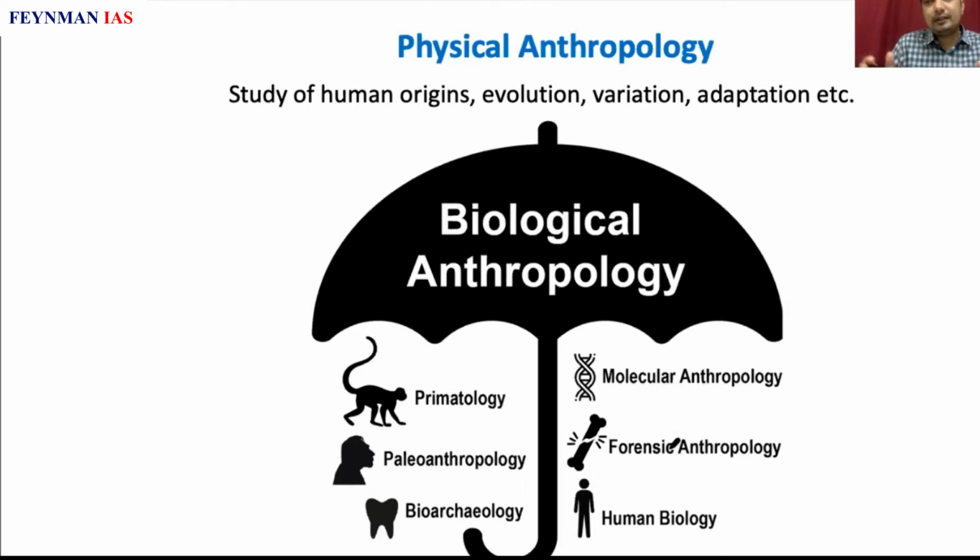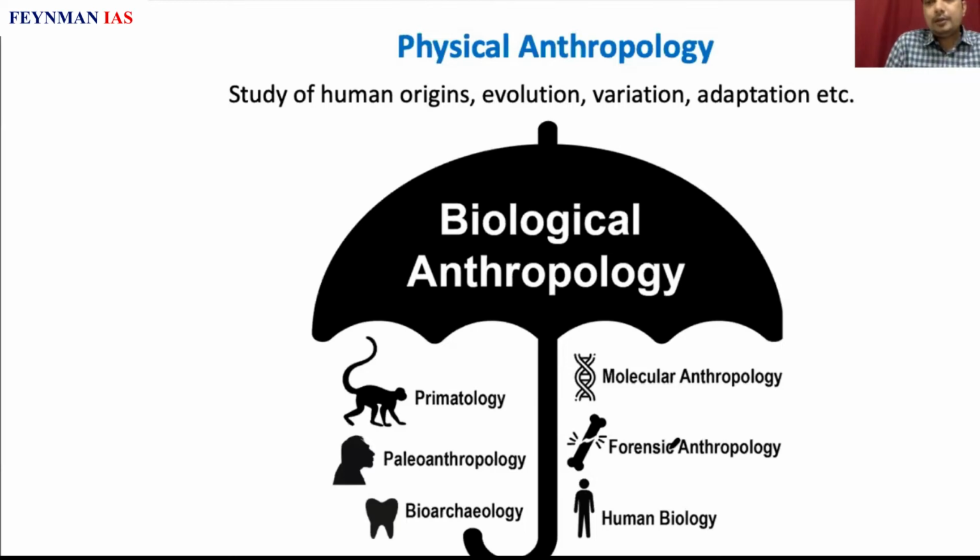So these are various dimensions. There are a few other dimensions as well, like ecological anthropology, epidemiological anthropology, nutritional anthropology. So we have a couple of other areas as well. So this is what we study as part of physical or biological anthropology.